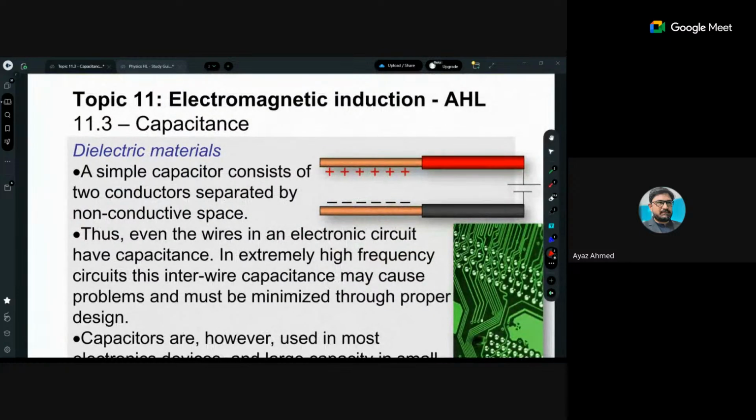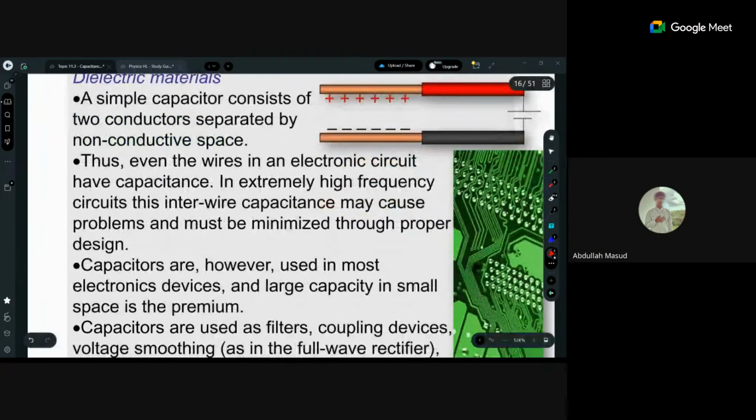Now, here we go. What is the dielectric material? As I told you, here we have two wires, one red and one black, with copper inside them, and these two wires are kept at a distance from each other. So these wires would act just like your capacitors. Are you getting it? Yes. The capacitor consists of two conductors separated by the voltages across them.